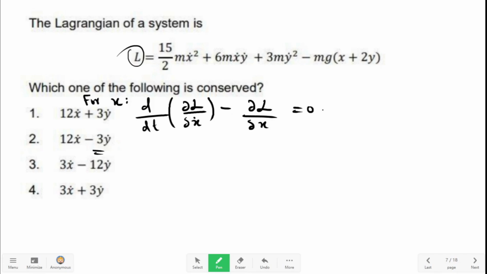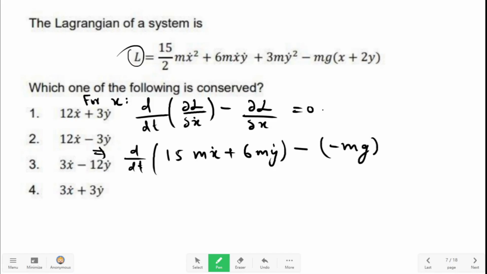This implies d by dt of del L upon del x dot is 15 by 2 into 2, which is 15 mx dot plus 6my dot, minus del L upon del x is minus mg. This is equal to 0. This implies 15 mx double dot plus 6my double dot plus mg equal to 0.